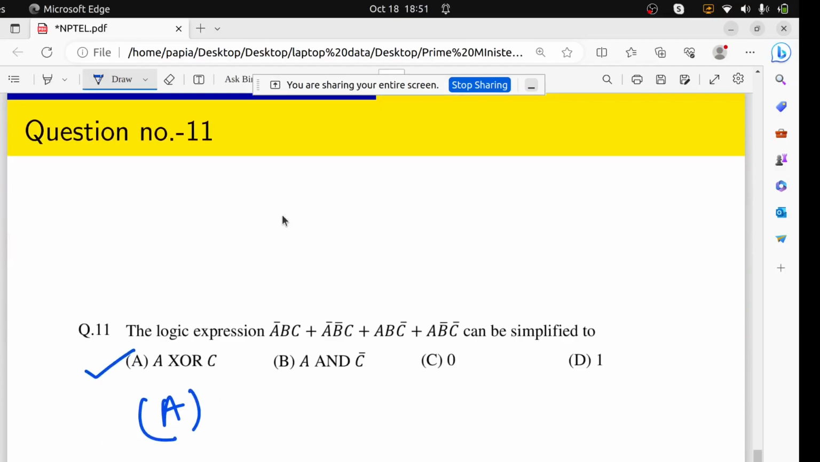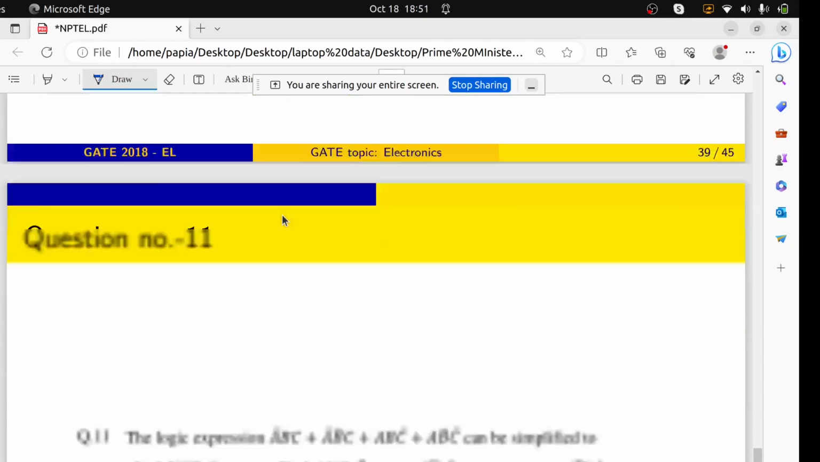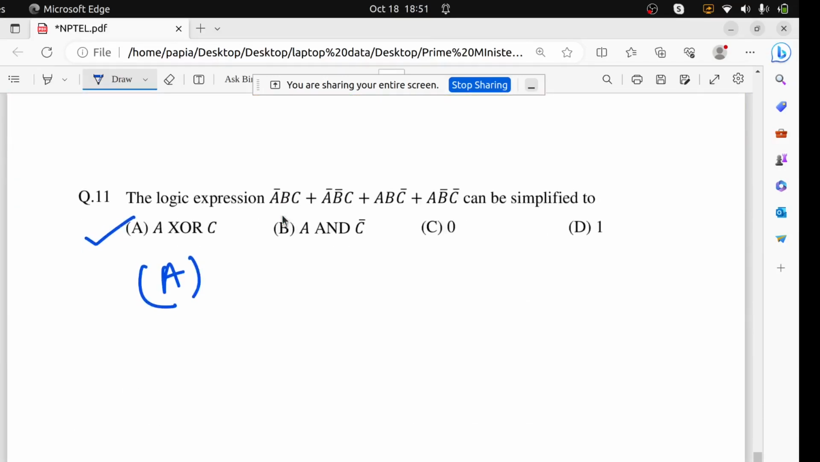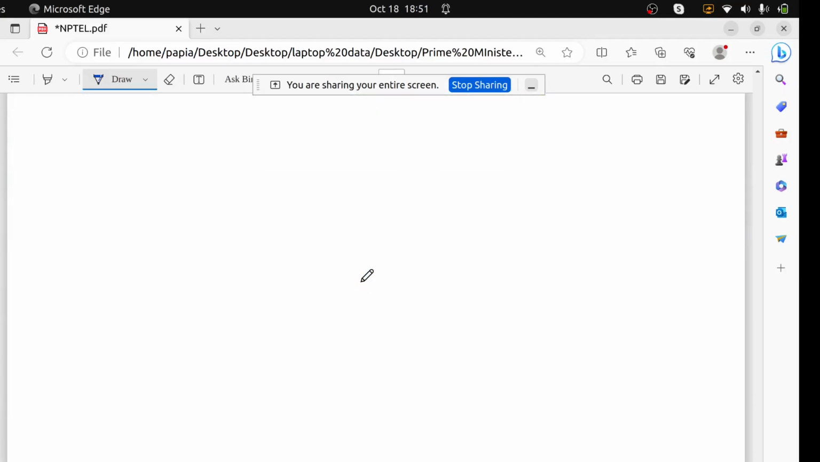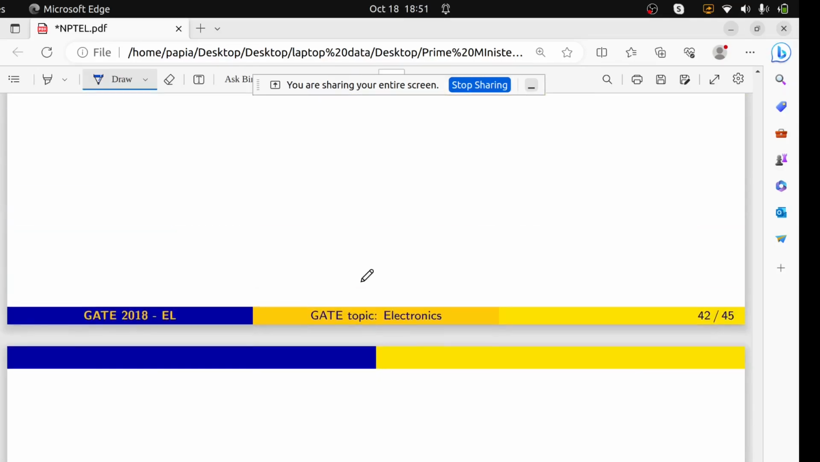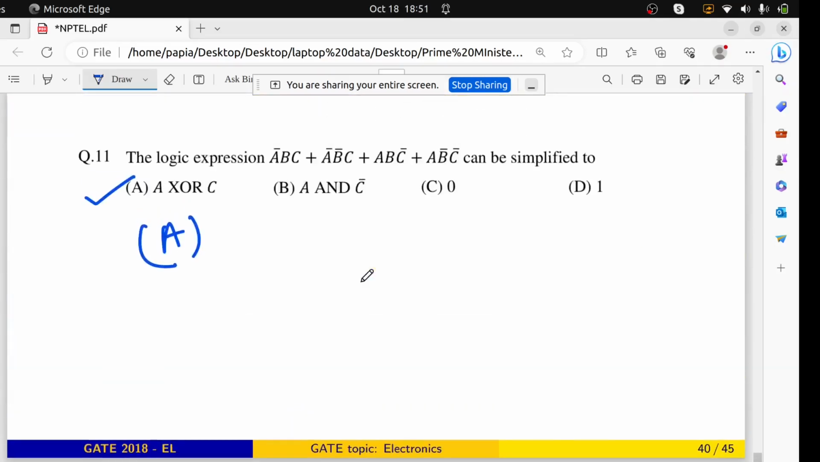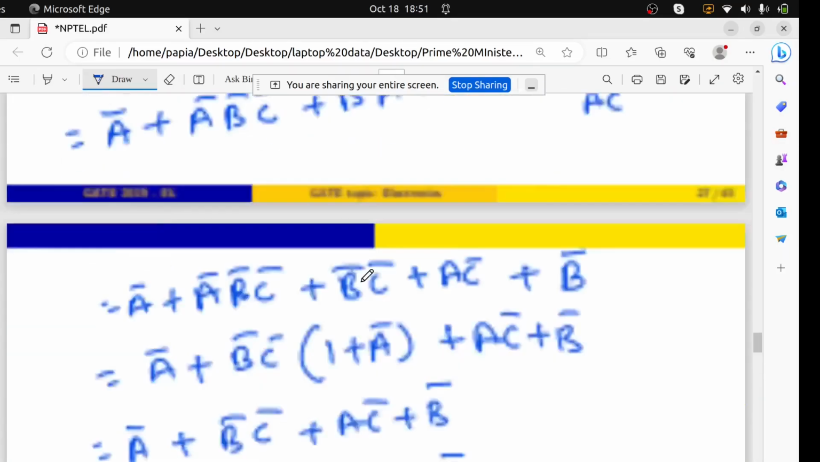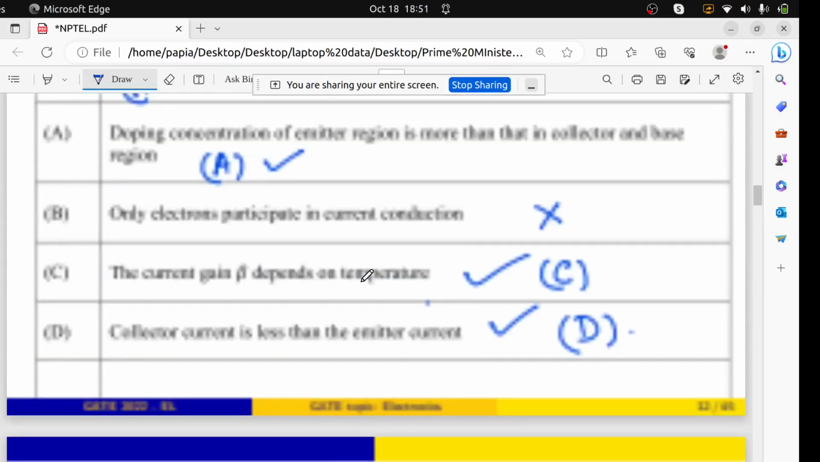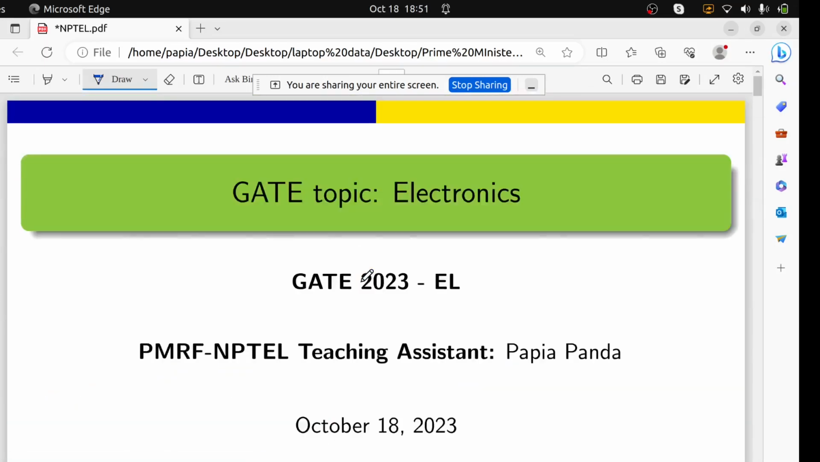So this is question number 11 from the GATE 2018 question paper. These are the total 5 questions we have taken from GATE previous year question papers on electronics topic. If you have any question regarding these 5 questions, you can ask me. I am just going to repeat these questions again so that you can see these things.